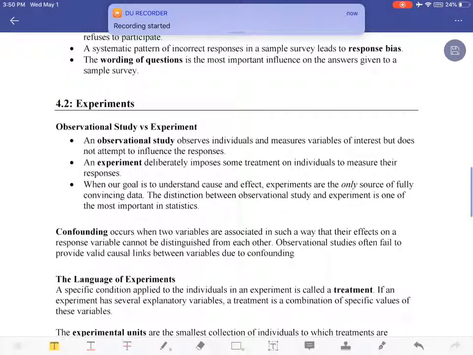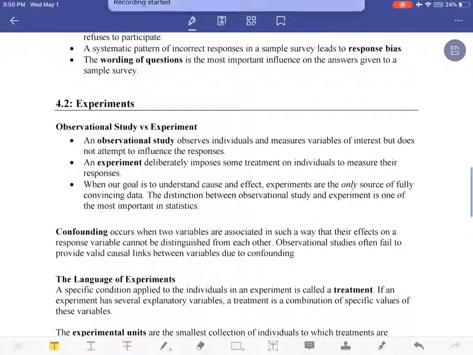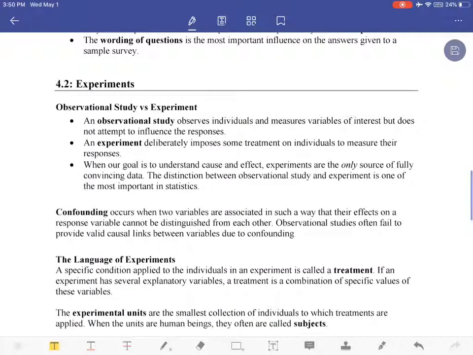Okay, going on, now we're going to talk about different types of experiments. So, first thing you want to make sure you know how to differentiate is the difference between an observational study and an experiment. An observational study observes individuals and measures the variables of interest, but does not attempt to influence the responses. So, in an observational study, the researcher is observing something that is already happening. Okay? But we're not having an influence on the results.